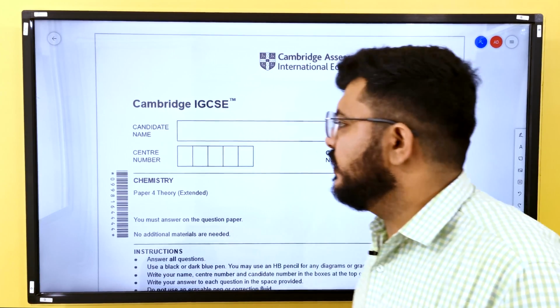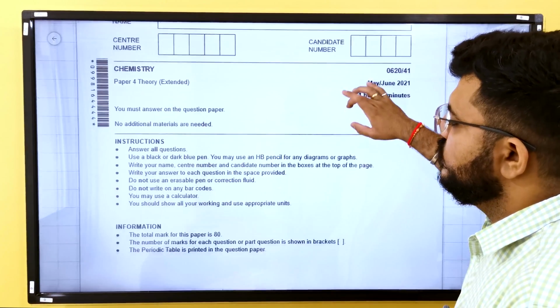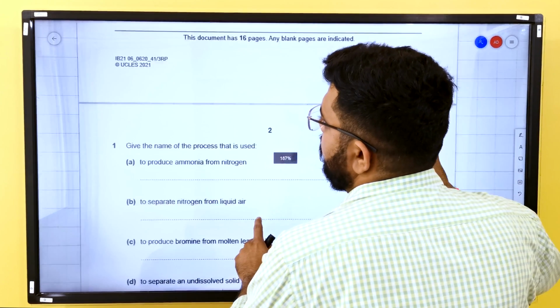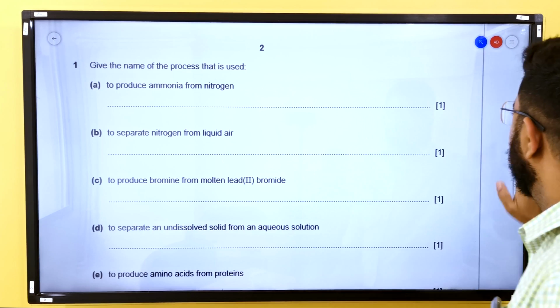Today we are going to solve chemistry paper 4-1 of May-June 2021. The paper is of 80 marks. It's a subjective structured paper. Let's get started. Let's start with question number 1.